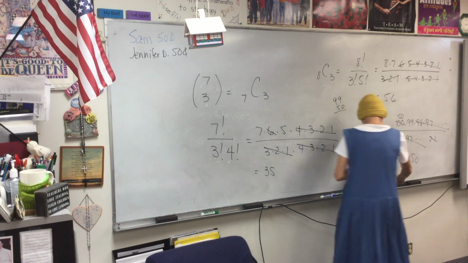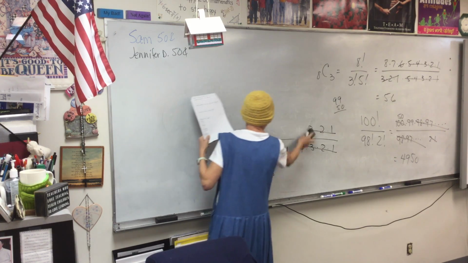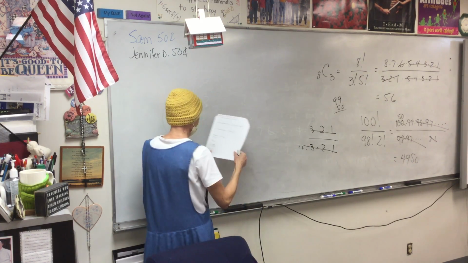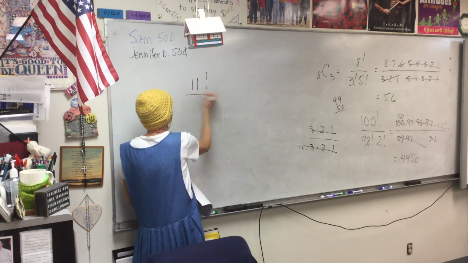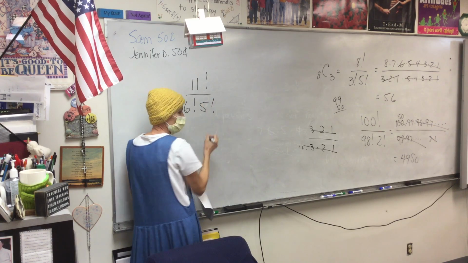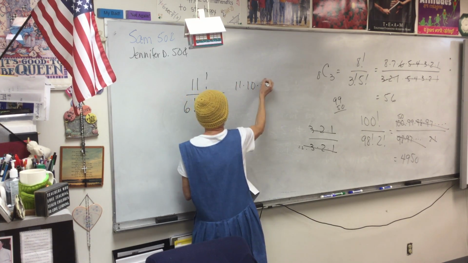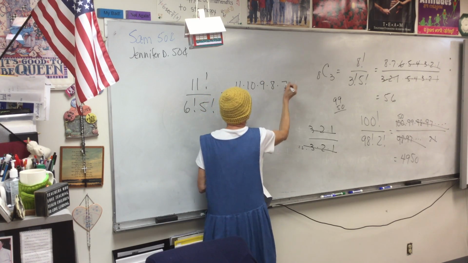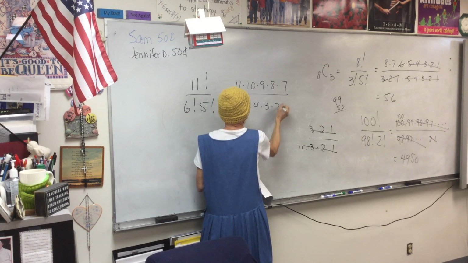Okay, let's do one more here. What's the setup for D going to be? 11 factorial divided by 6 factorial, 5 factorial? So 11 times 10 times 9 times 8 times 7 over 5, 4, 3, 2, 1.